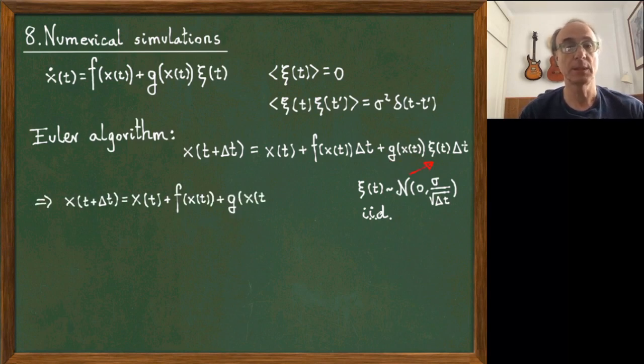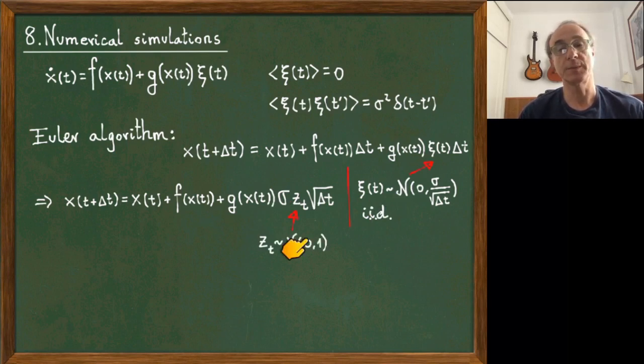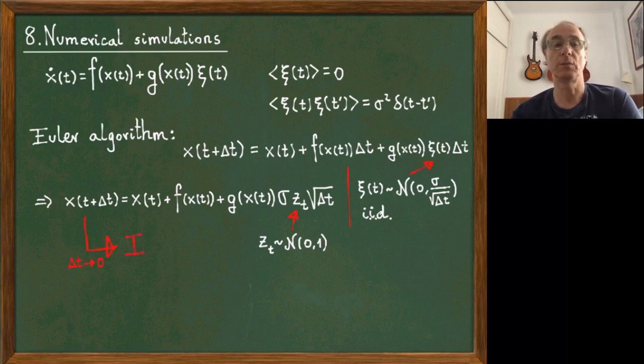Usually we express this in this way. We put the sigma, and z of t is a normal variable with zero average and dispersion equal to one. So we get out of this psi the sigma and the square root of delta t, and the square root of delta t times delta t yields the square root of delta t. So this is the usual Euler algorithm for stochastic differential equations. And as I said before, this x of t is independent of z of t, so this converges to the Ito interpretation.